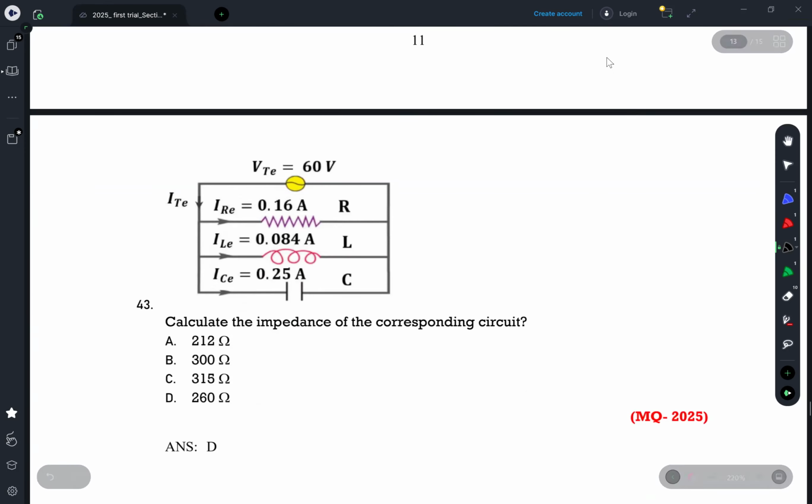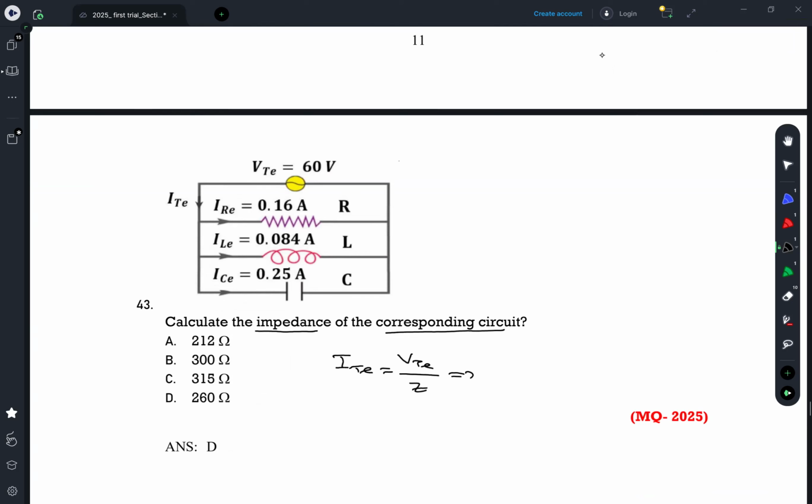Question 43 is about parallel connected devices. Calculate the impedance of the corresponding circuit. No XL, no XC, no R is given. So the only way to calculate the impedance is using the total electric current, which is equal to the total potential difference divided by Z. Z is the impedance of the circuit. The total potential is given, but the total electric current must be calculated.